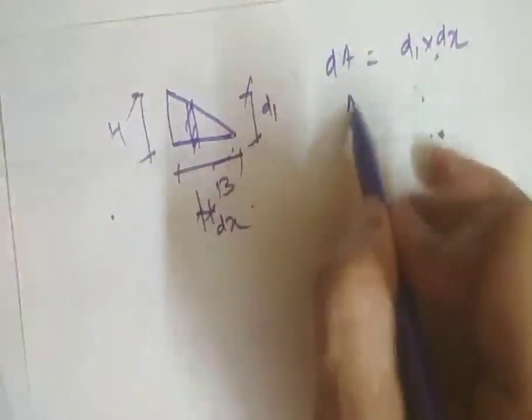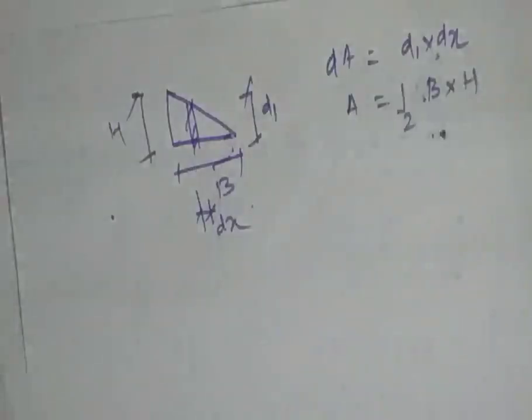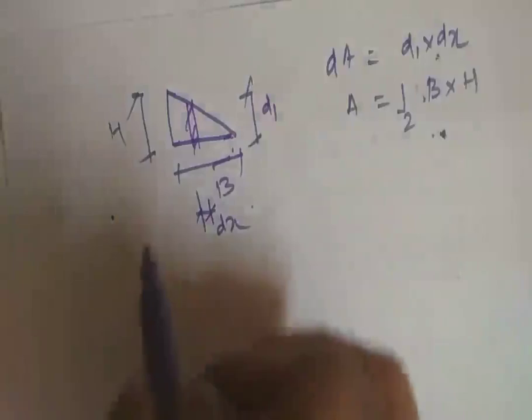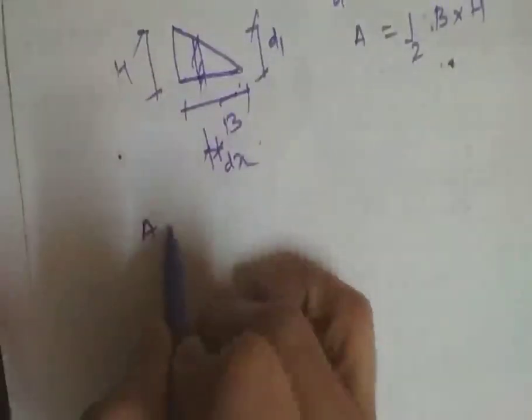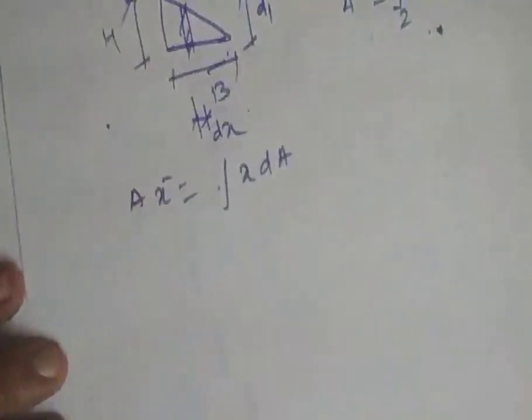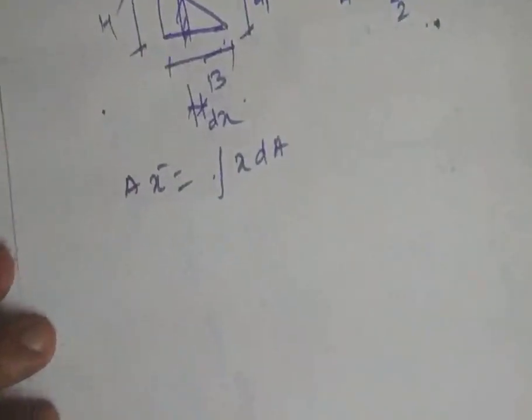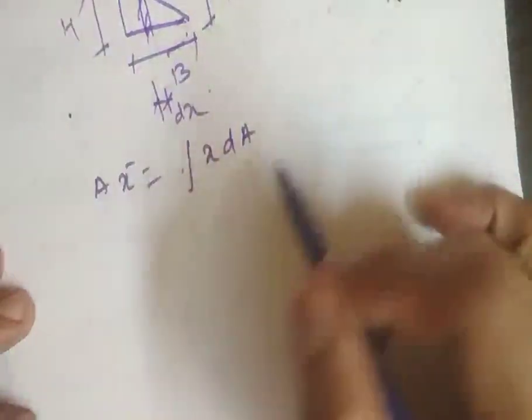So the area of this strip will be half base into height. Now since we are calculating the centroid with respect to the horizontal direction, A into x bar will be the integration of x dA. Now substitute the whole term here.